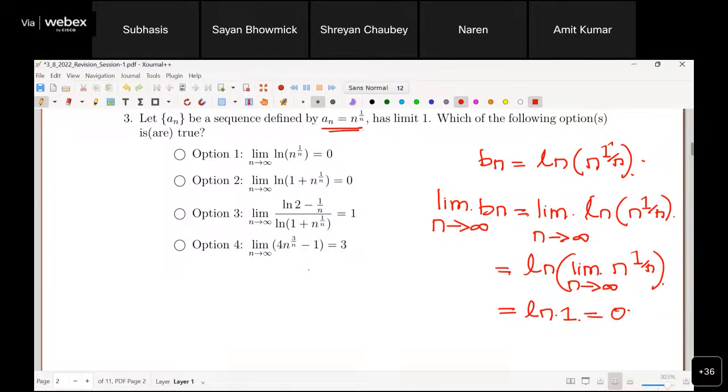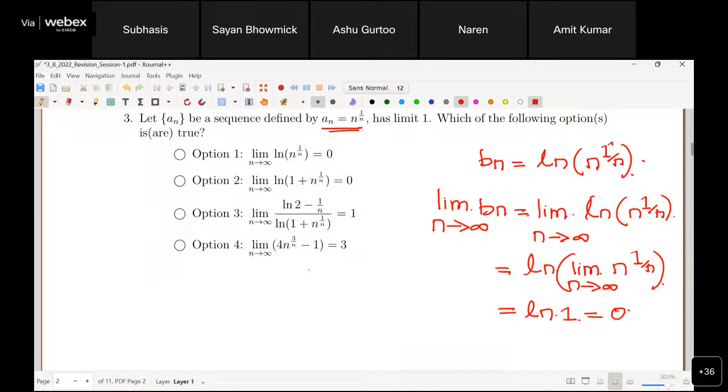Sir, can you talk about why we are able to take the limit inside? That is basically because the log function is continuous. When a function is continuous, you can do this thing. You can take the limit inside.